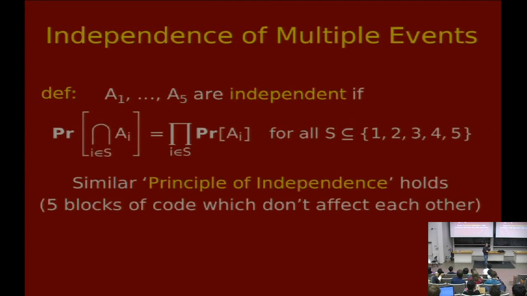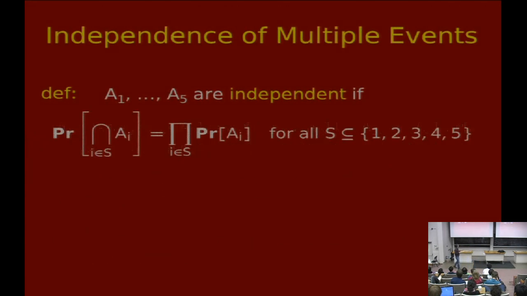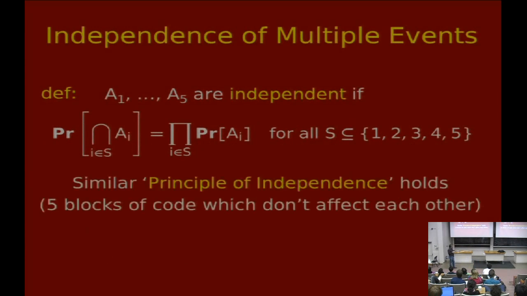But just as with 2 events, you never use independence this way. You never sit around and compute all these probabilities and say, aha, they're all equal, so great, I proved they're independent. Because you already did all the hard work, and now you're just making a random statement. Instead, use a principle of independence that holds for like 5 blocks of code. If A1 through A5 all depend on 5 different blocks of code, and you can prove using logic that they don't interact with each other, then you can deduce that the events are independent and that you have these formulas.